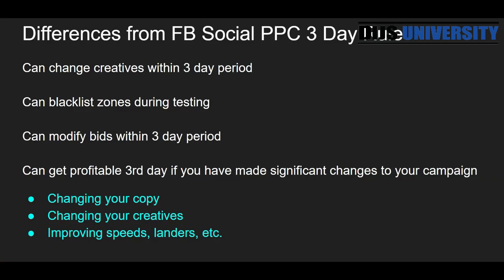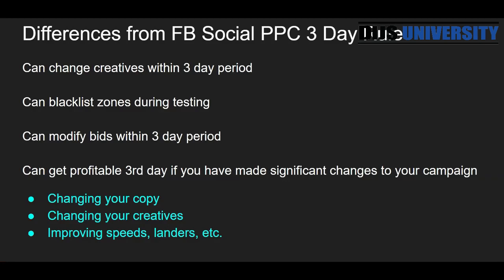And then you can also modify how much you want to pay for the clicks if you notice that you need more volume. We don't recommend it. We do recommend waiting at least till the 3-day period is over before you decide to increase your cost per click, for example. You can also get profitable on the 3rd day if you've made a significant change to your campaign. So that's why it's good to just keep things going. Don't give up on the 2nd day.